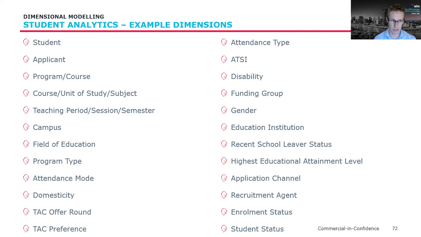In my experience working across multiple verticals, the higher ed space is at the higher end of the number of dimensions you will have in a dimensional model. So don't be alarmed if you're finding that you've got lots of dimensions in your dimensional model.